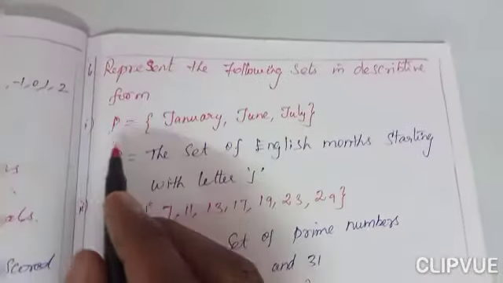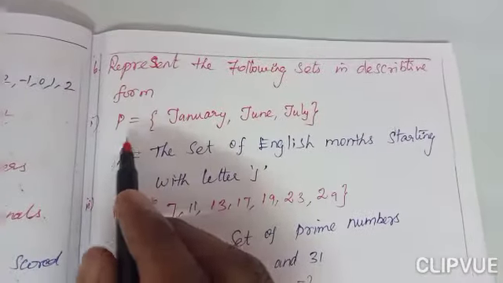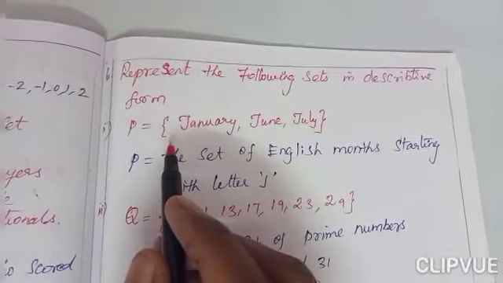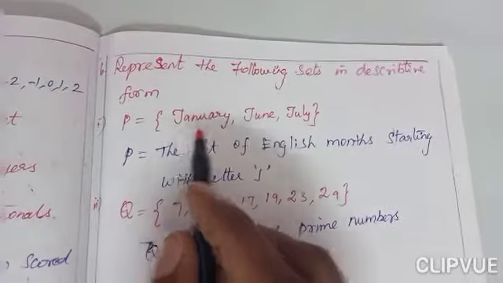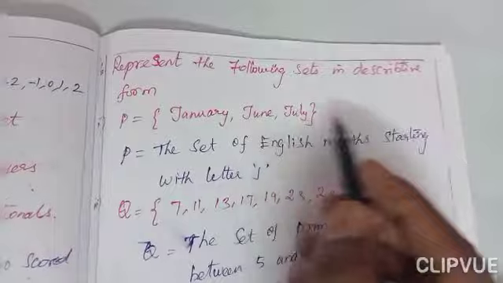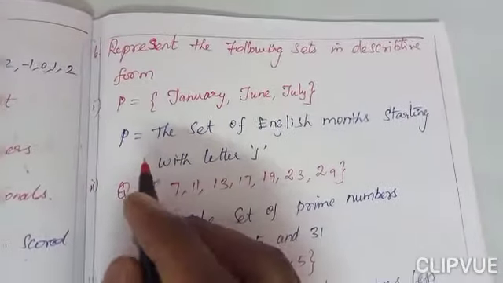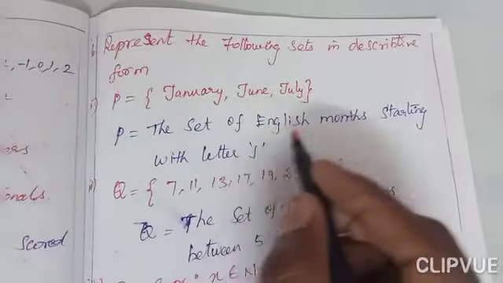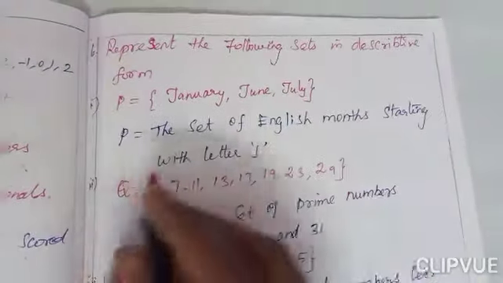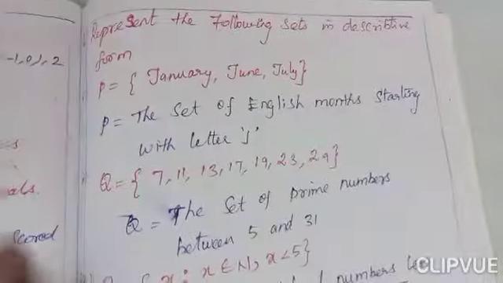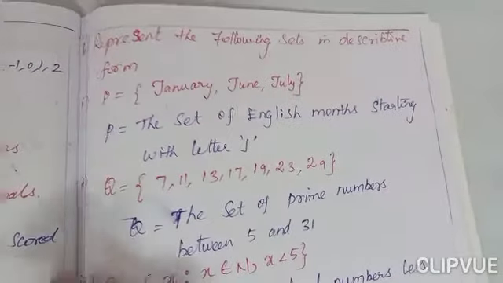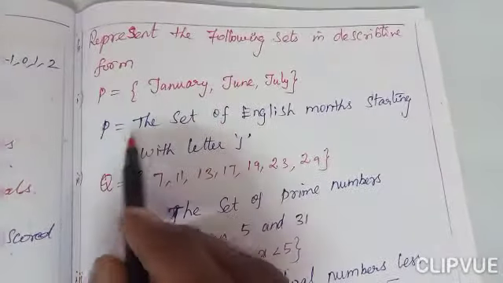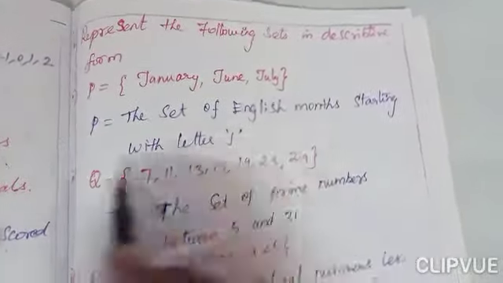Look at the first question in the sixth Roman number. P equals the elements of set P are January, June and July. We are going to represent it in descriptive form. Set P equals the set of all English months starting with the letter J. The months starting with the letter J are the only elements of set P. That's why we have written it in the descriptive form.